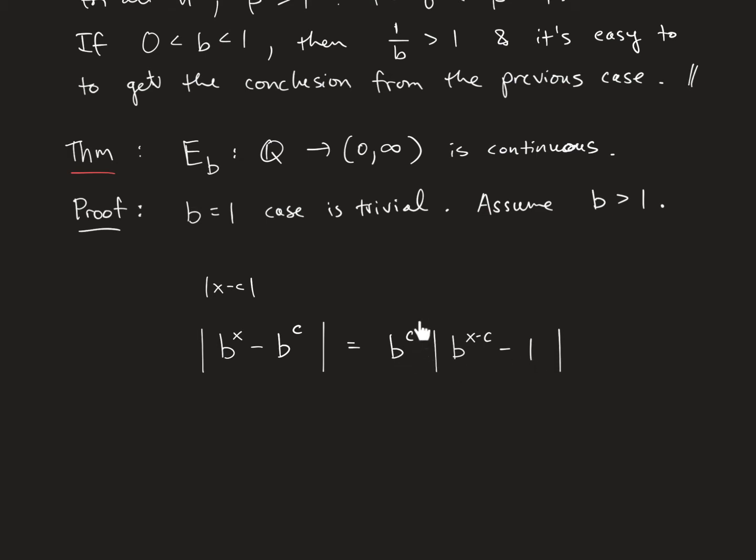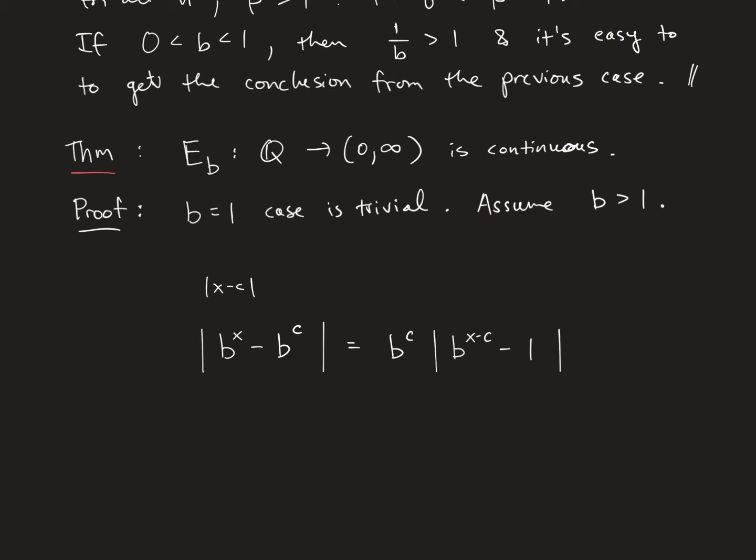So this is just some constant here, and we want to be able to make this thing less than epsilon, right? So we want to make this quantity small here, b to the x minus c minus 1. We want to make that arbitrarily small as long as x minus c is arbitrarily small. But that's just to say, if x minus c is close to 0, and we take b to that power, the difference between that and 1, we want to make that small.